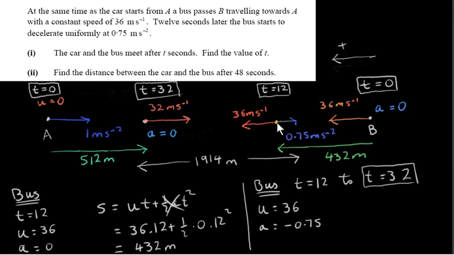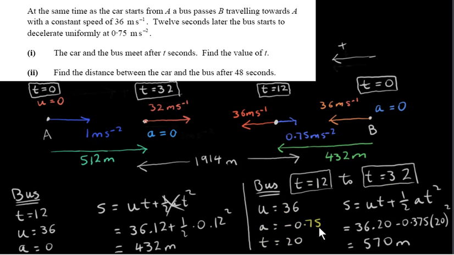So you can imagine setting the timer to 0 when the bus is here. So we can imagine now that t is 0 at this instant for the bus. And we need to see for how many seconds the bus will be travelling to reach a time of 32. Well, that's 32 minus 12, which is 20. So we have to use t equals 20 in our formula.